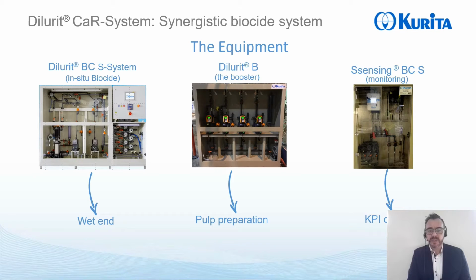For this, we are using our adapted and specified equipment. We have in situ production of our Delerate BCS system with perfect equipment, with remote control and online access from all over the world. Our Delerate B is dosed by classical pumps, but it's connected to our BCS system, and we have the Sensing BCS. This is our online monitoring tool to control the KPIs, for example ORP, pH, conductivity, but also MCA, the active substance of the biocide system.